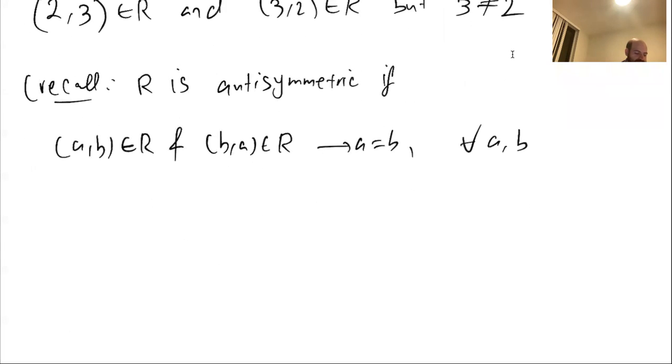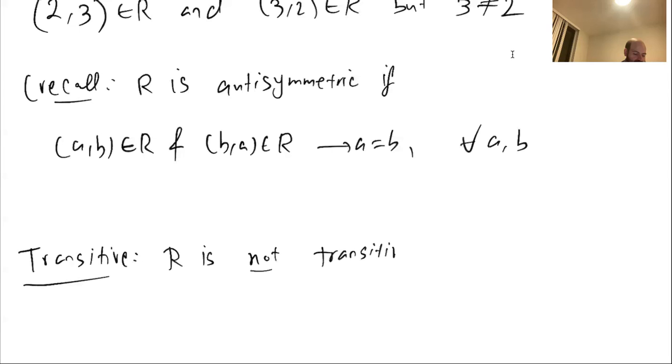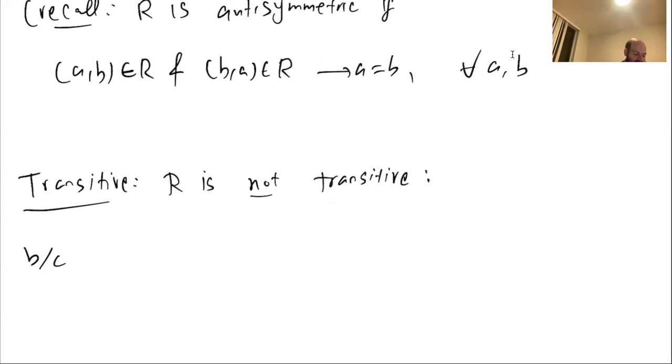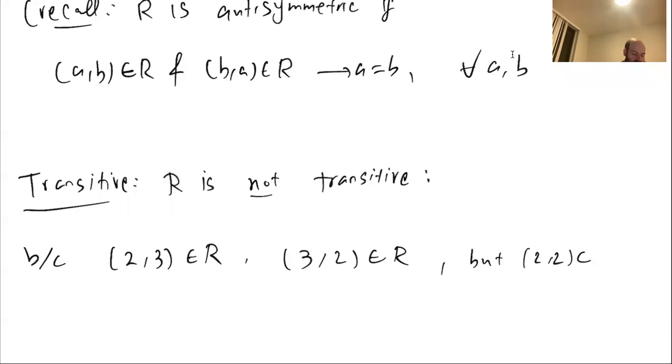What about transitive? R is not transitive. Why? Because (2, 3), for example, is in R. (3, 2) is also in R. But (2, 2) is not in R.